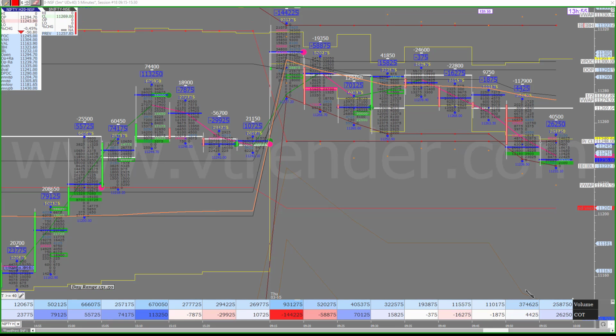And what we've done at Vtrender, we developed a proprietary indicator called COT, which is the commitment of trade, which is one number which tells us whether there is a lot of demand or a supply side developing in the market. Something like yesterday, the market going up, we had a lot of positive COT numbers. See, this COT number is 23, 79, 55, 74, 109.